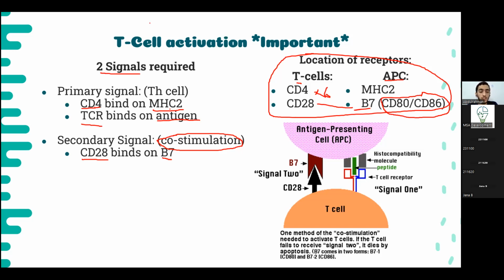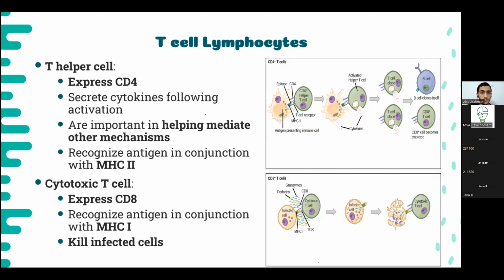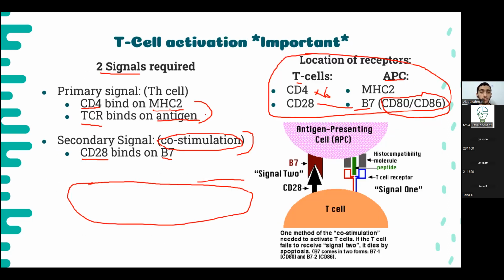This is activation. It's easy. Yeah, you need to have 2 signals. It's a little different because there are 2 signals, but it's easy. All you need to remember is that the first thing is going to be binding the antigen, and the second thing is going to be the co-stimulation through CD28 and B7. Okay. As a result, there's going to be activation and release of interleukin-2, which allows proliferation and the clonal expansion of the T cells. So interleukin-2 is going to be released by these T cells in order to create more T cells. Clear?